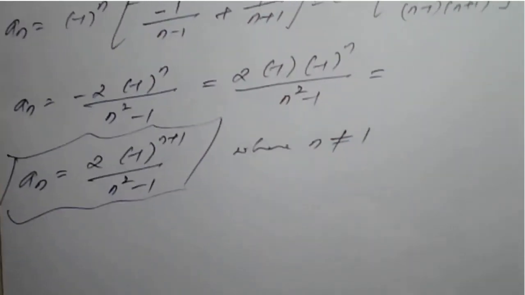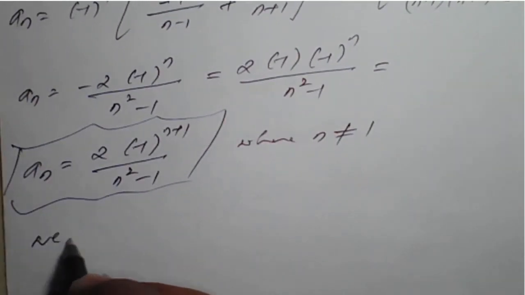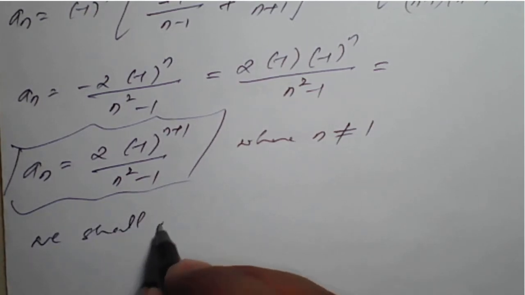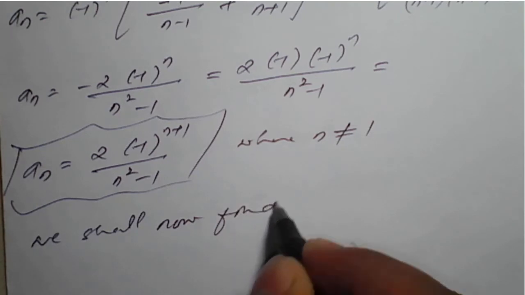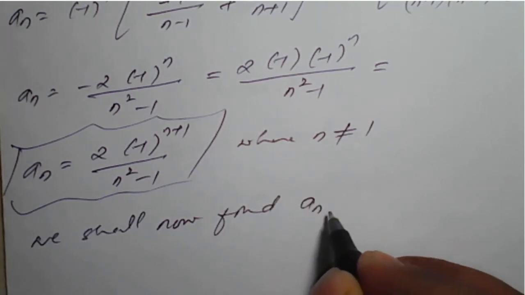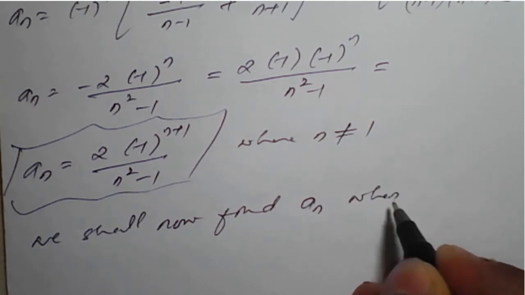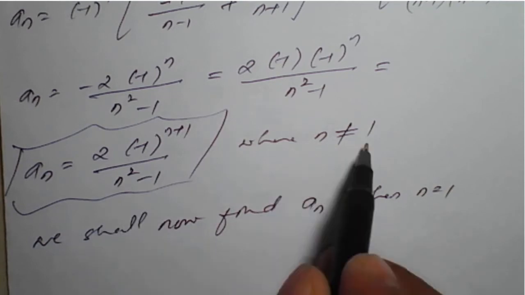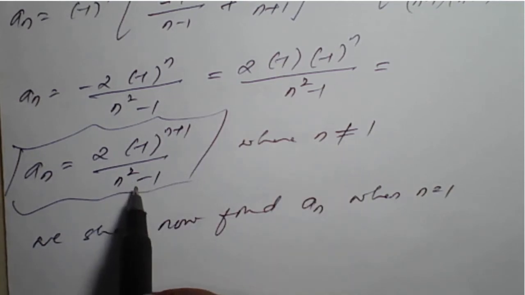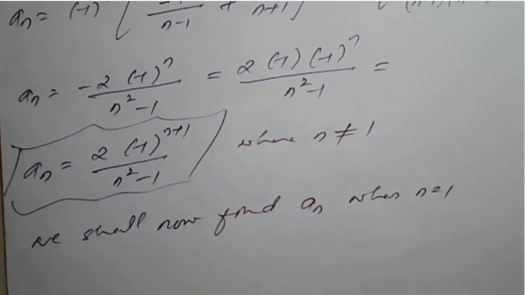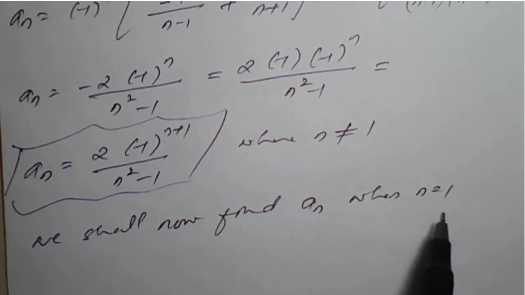Now we shall find what happens if n is equal to 1. We'll find an when n is equal to 1. This is the value for when n is not equal to 1. If n is equal to 1, this will vanish, because 1 minus 1 is 0, and value upon 0 is infinity. So when n is equal to 1, we'll see what happens.